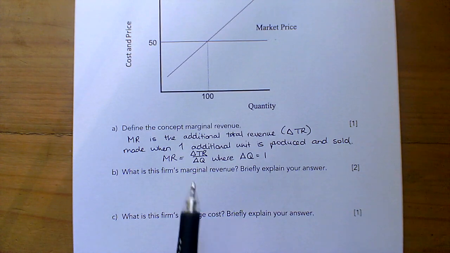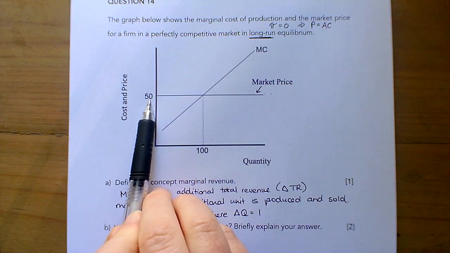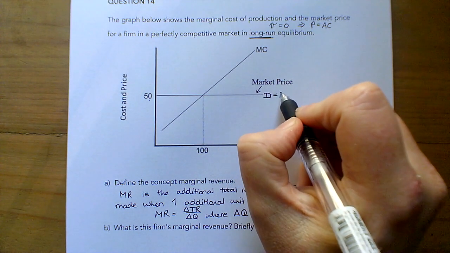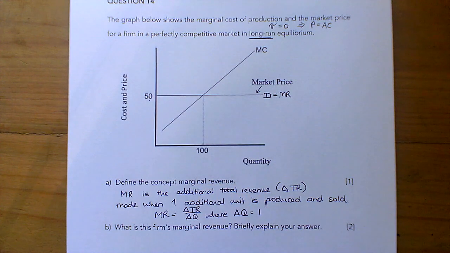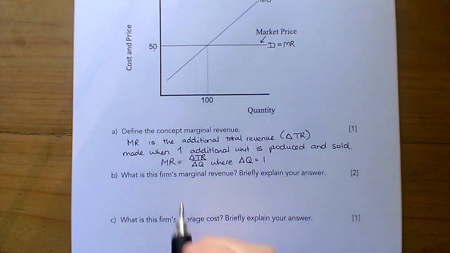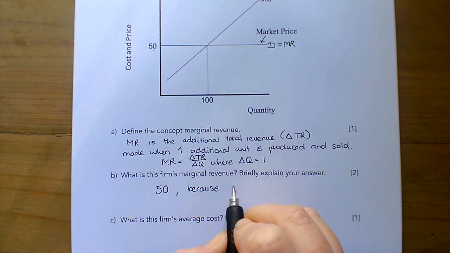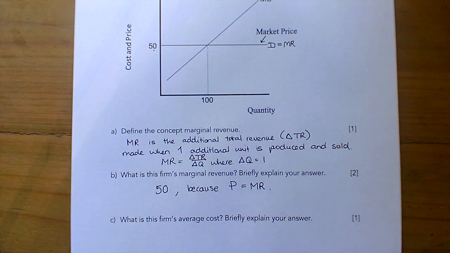B then asks us, what is this firm's marginal revenue? And briefly explain your answer. So the market price is 50. And we know from the previous question that this gives us the firm's demand curve and their marginal revenue curve. So if the market price is 50, it means the firm has to charge 50 Rand for every unit it sells. And so its marginal revenue will be 50. And this is because the price equals marginal revenue. Okay, so it takes this price as given, it has to charge exactly the same price for every unit sold. So every time it sells one more unit, it makes exactly 50 Rand every single time.